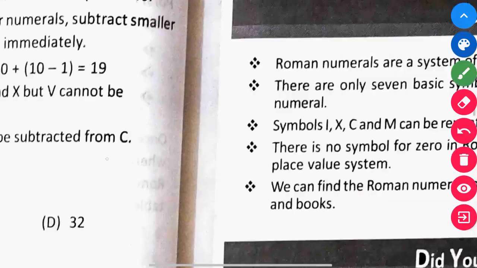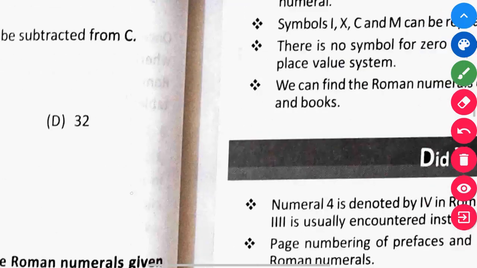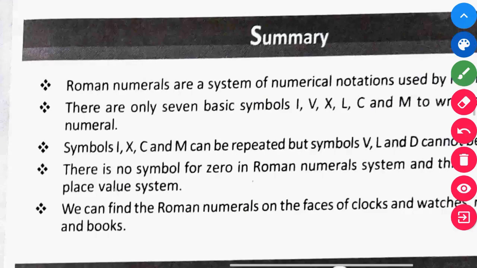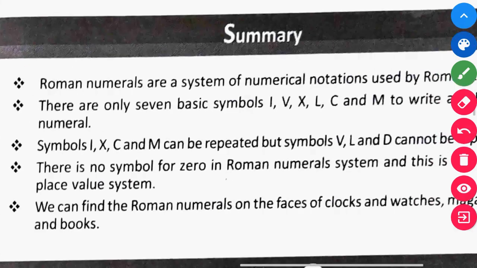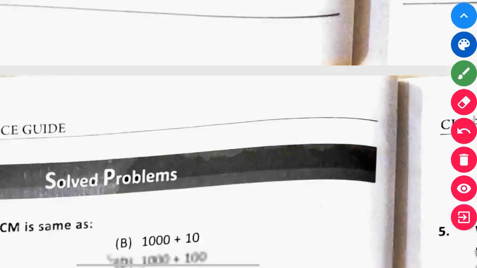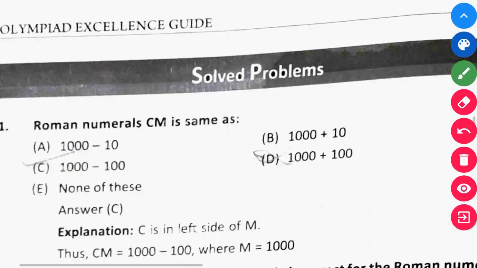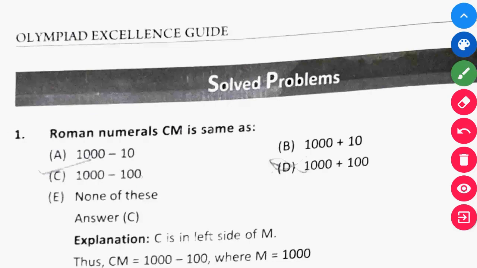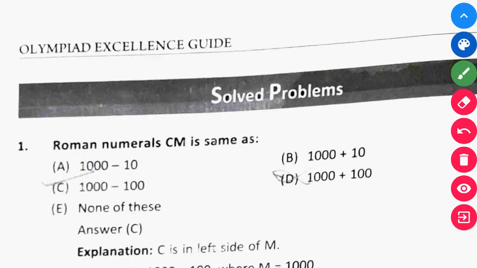Now comparison is there between the numbers and some basic rules you have to keep in mind. Okay, and then we will solve the practice exercise. Now some solved problems we will look into and then we'll move to the practice exercise.